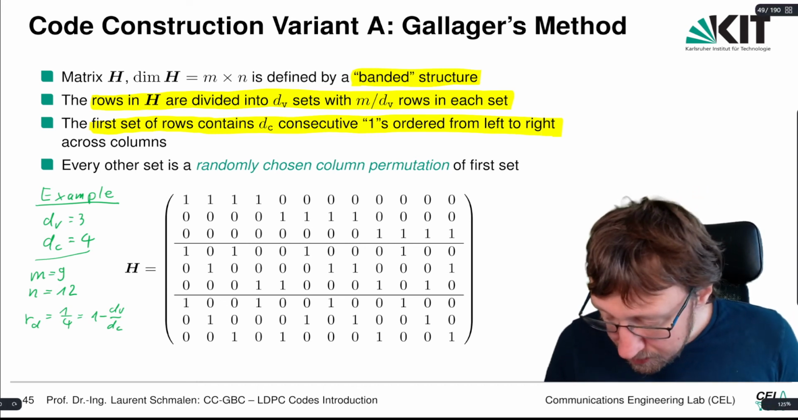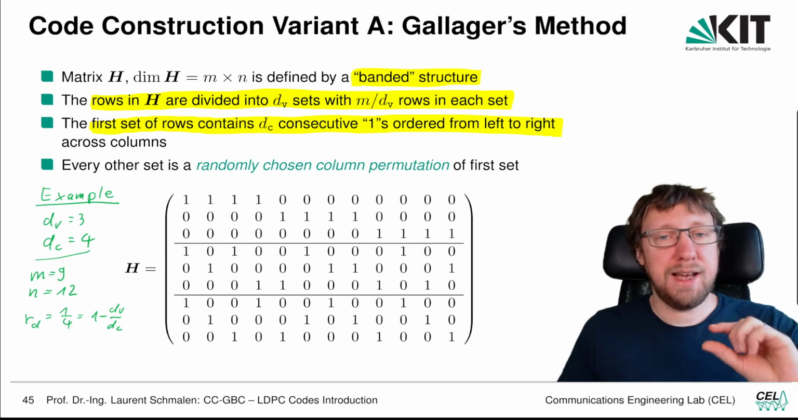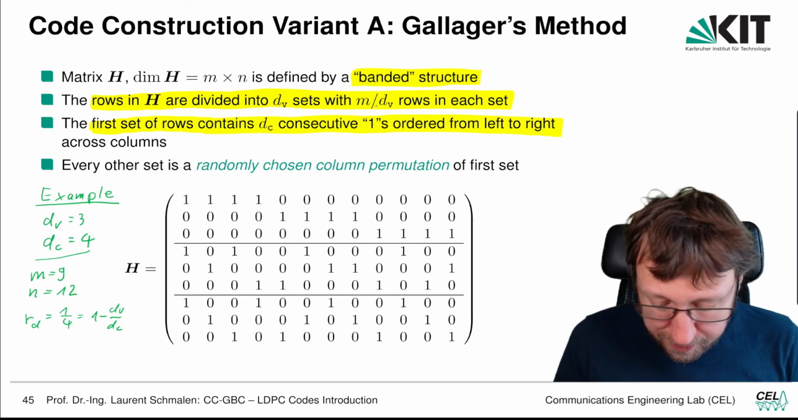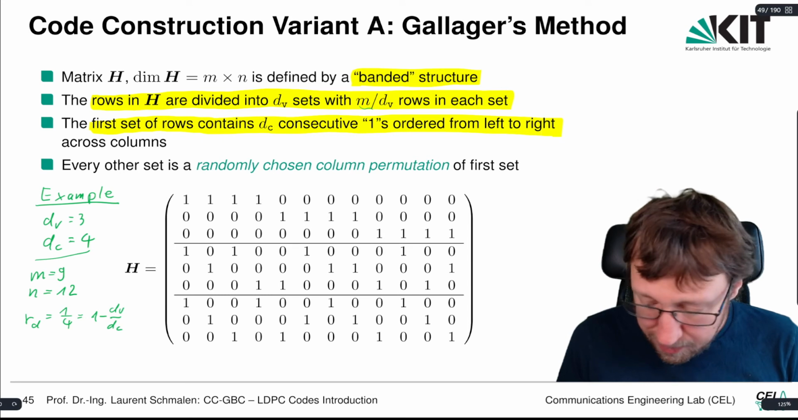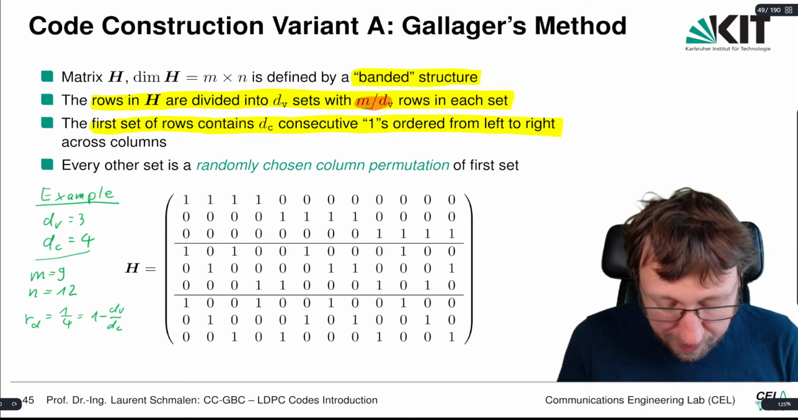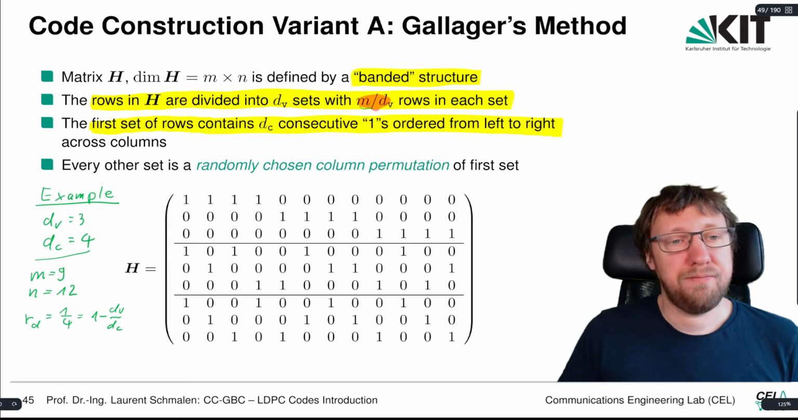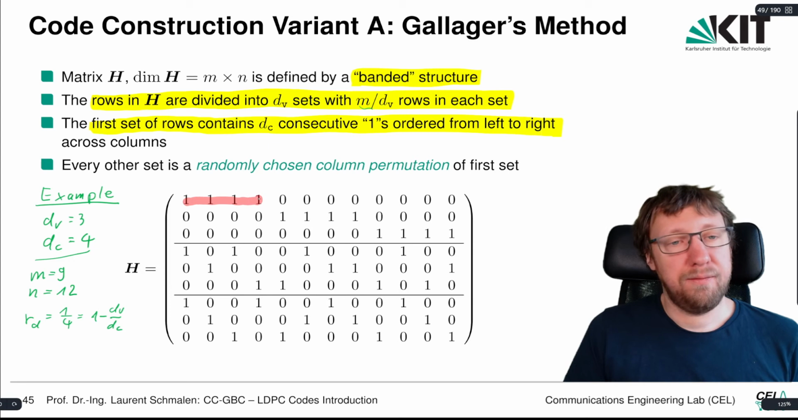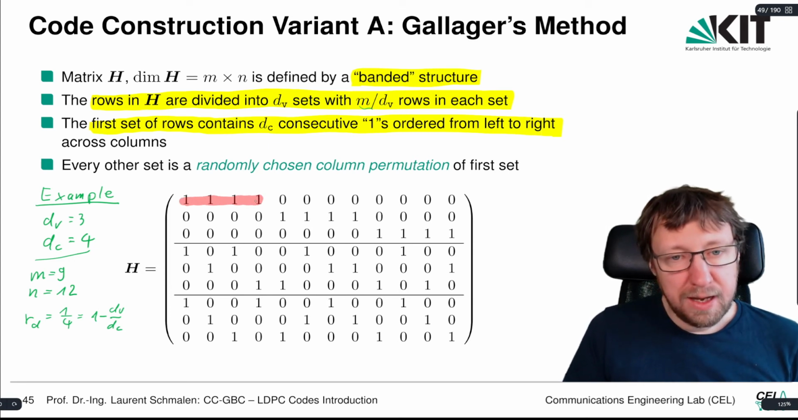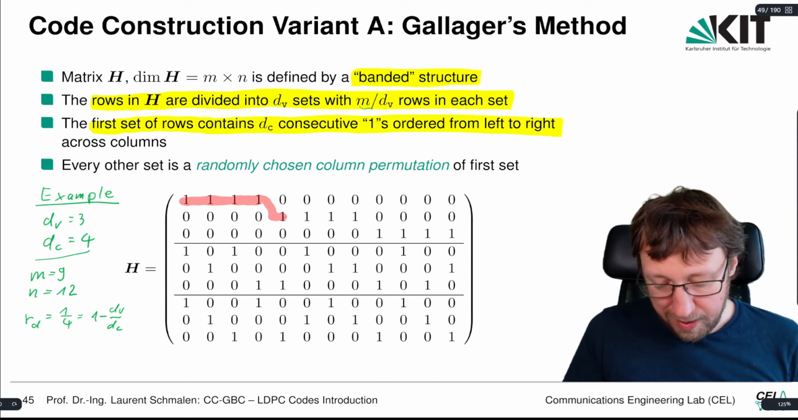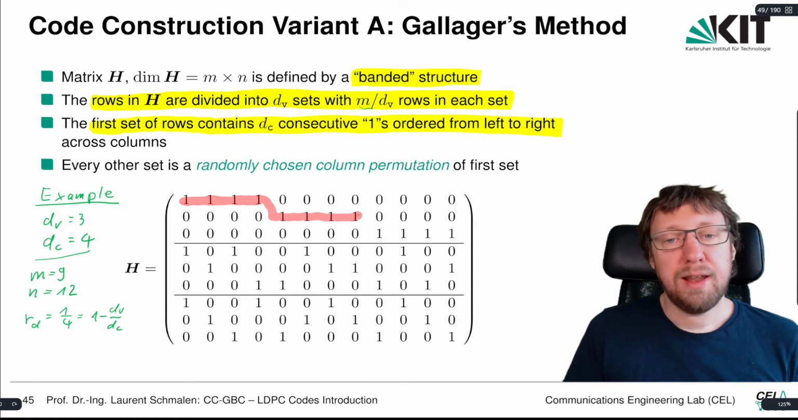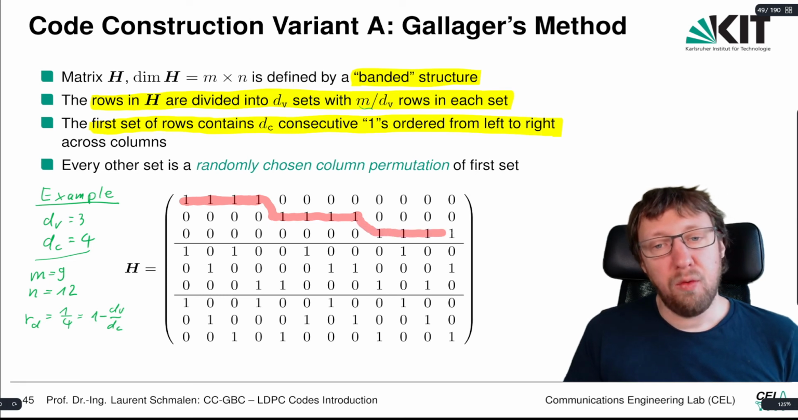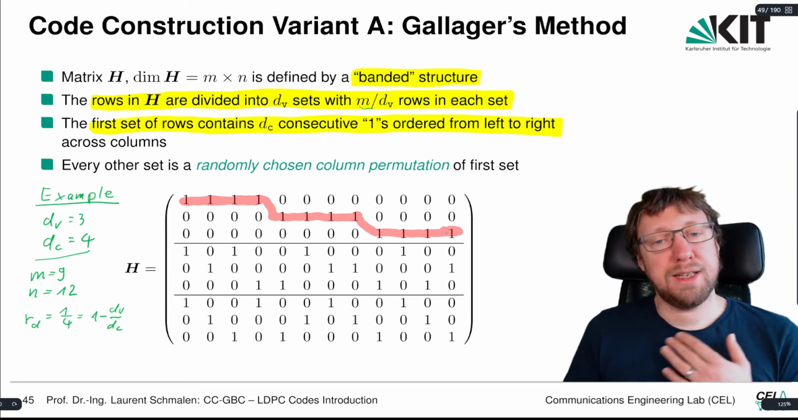So what do we do? First, we construct the first set. We divide into sets that have m divided by dv rows, so 9 divided by 3, 3 rows. In the first row, we have dc consecutive ones from left to right, 4 ones. Then we go into the next row and put 4 ones. Then we go into the next row and put 4 ones. And then we have filled up our 3 rows in the first set.